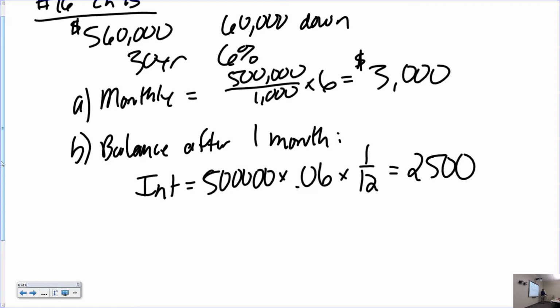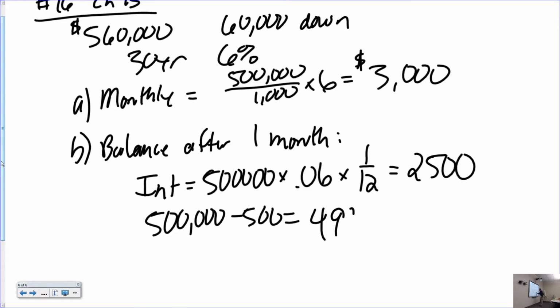So how much of the house do they buy? $500. So how much is left? 499,500. Now they only owe $499,000. Just 1 month, come on.